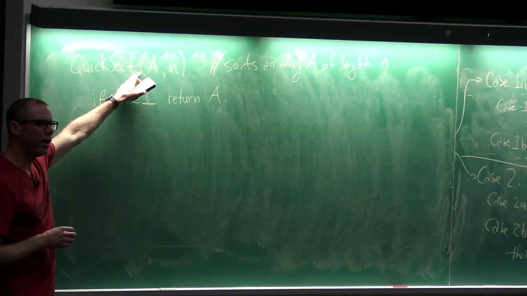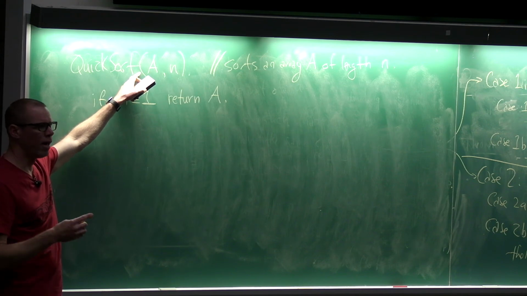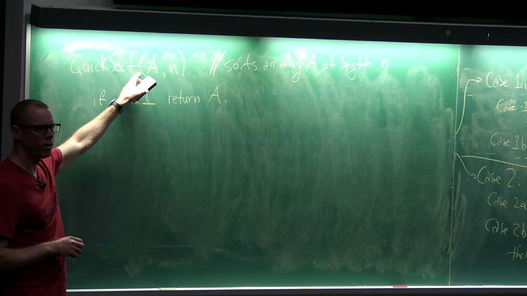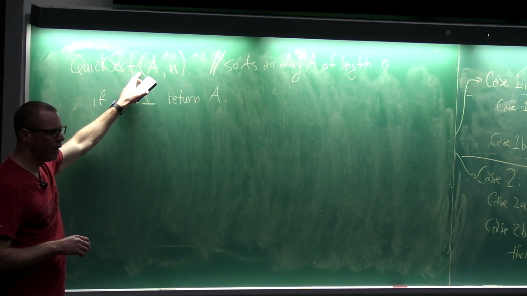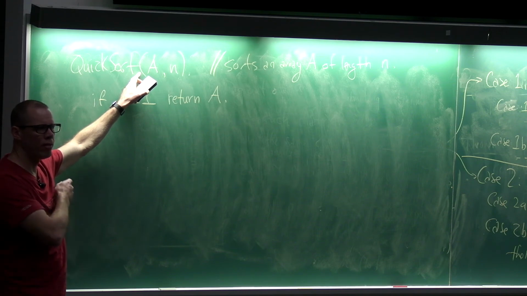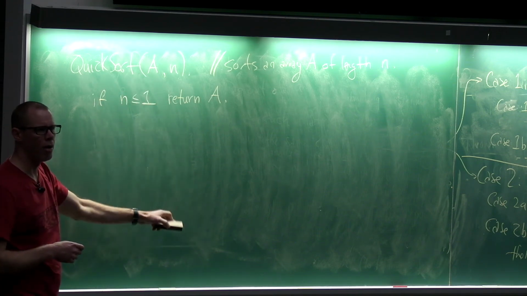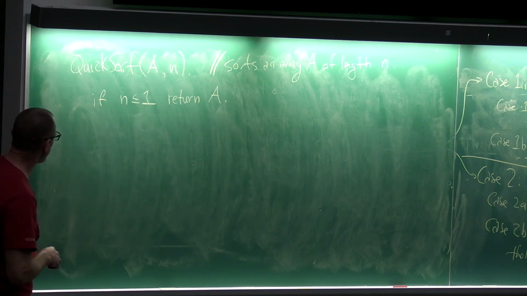So if I have an array and it only contains one value or it contains no values, then that's already sorted, right? There's nothing to do in terms of sorting. Sorting is really about making sure that the values increase as you walk through the array, but there's not even 2 values to compare in this case, so that's definitely sorted.